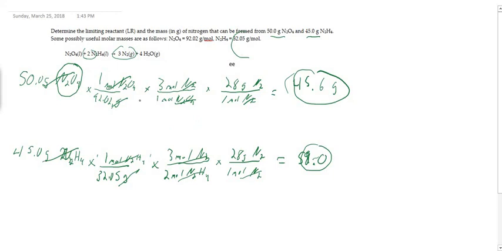These aren't that difficult. But remember, if you start with grams, convert to moles, do your stoichiometry, and then convert to grams if you want to. We could have stopped right there, but the problem asked for this in grams of nitrogen. That's how you do a limiting reagent problem.